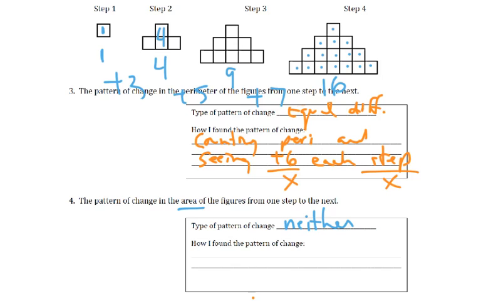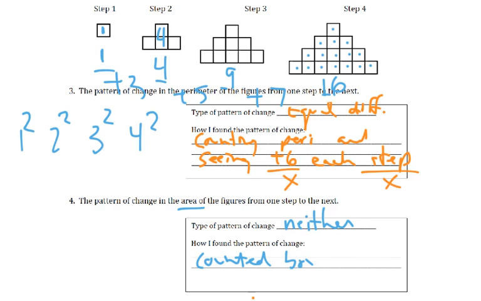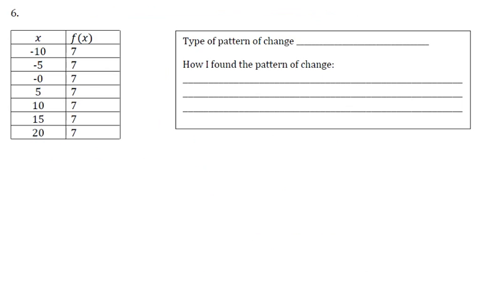Okay, there is actually a pattern. It's like 1 squared, 2 squared, 3 squared, 4 squared. That's the pattern you're going. But it's not a pattern we're familiar with yet. Next year you will be. So this is a neither. How did we find it? Counted boxes. Because it is over the same intervals, it's just a different type of pattern than we're used to.